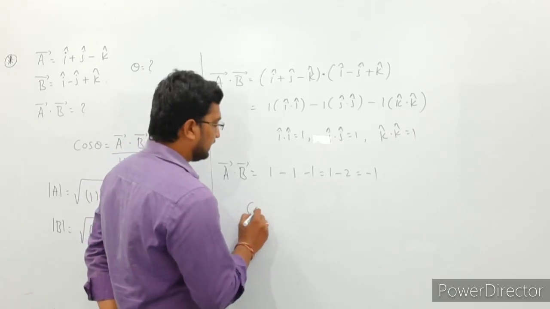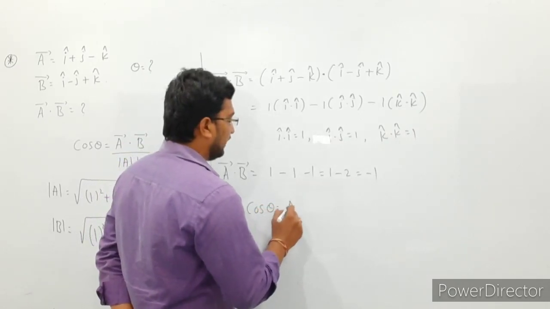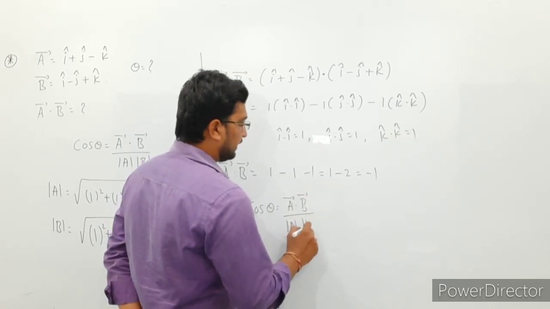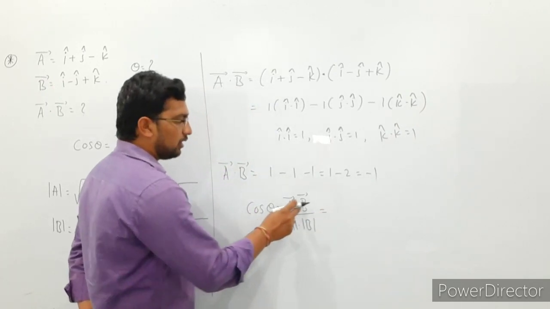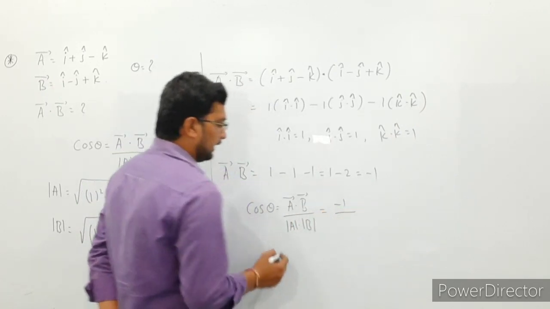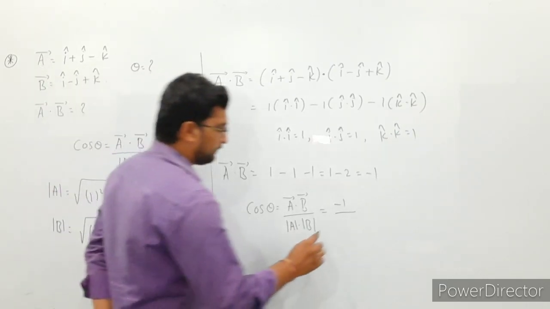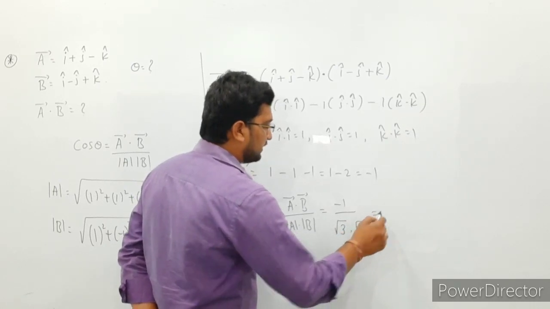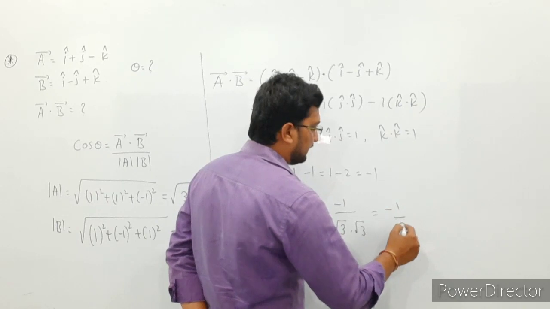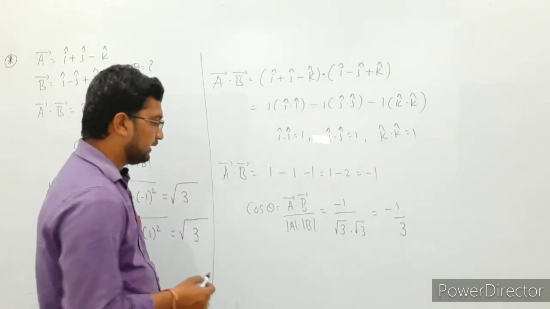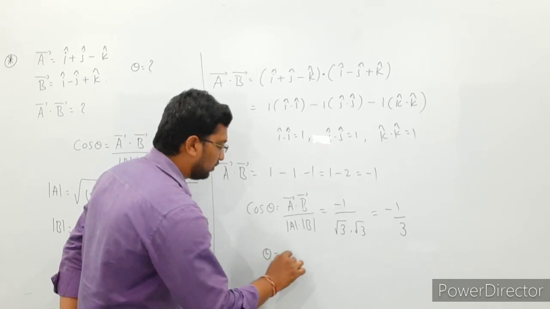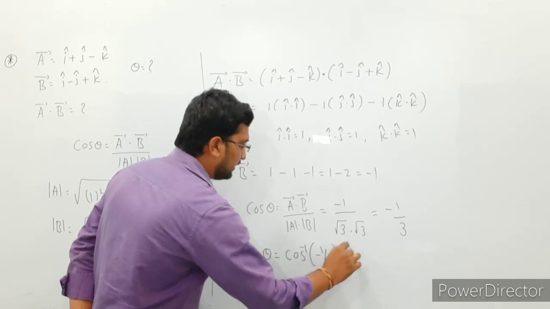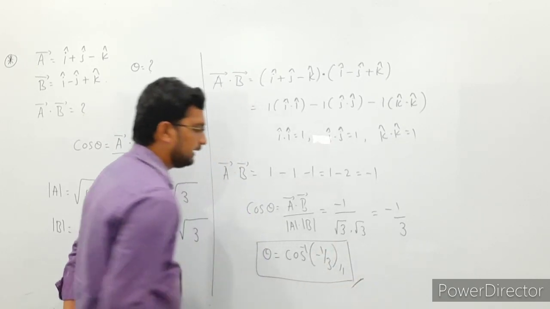Okay, so then substitute all the values in this equation. Then cos theta is equal to a vector dot b vector divided by the magnitude of a into magnitude of b. Here a dot b is minus 1, the magnitude of a is root 3, and the magnitude of b is also root 3. So this is equal to minus 1 by 3. Then theta is equal to cos inverse of minus 1 by 3. This is the theta value.